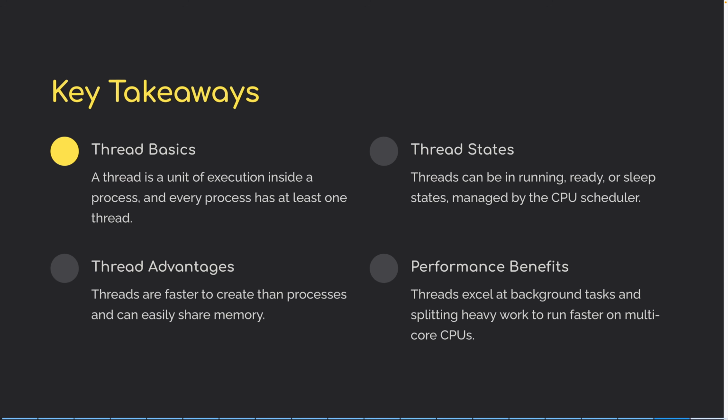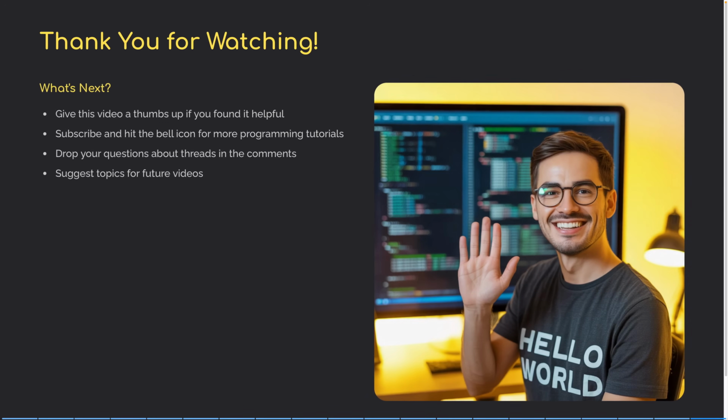Key takeaways, what we have learned now. Thread basics: a thread is a unit of execution inside a process, and every process has at least one thread. A thread can be in running, ready, or sleep state, managed by the CPU scheduler. Threads are faster to create than processes and can easily share memory. And threads excel at background tasks and splitting heavy work to run faster on multiple core CPUs.